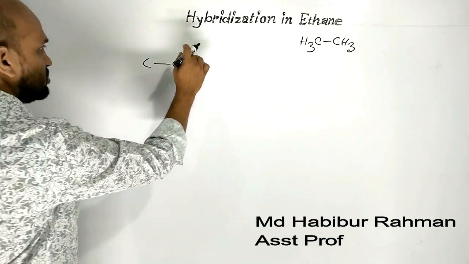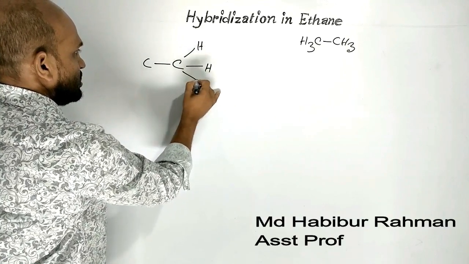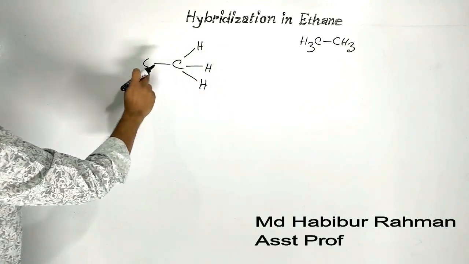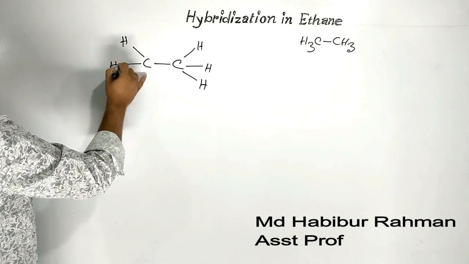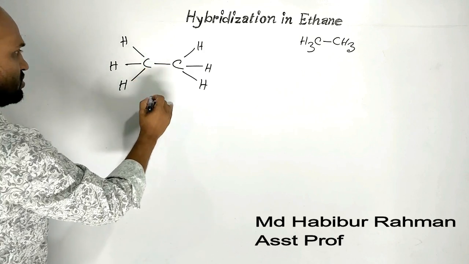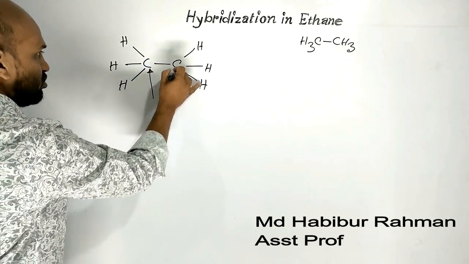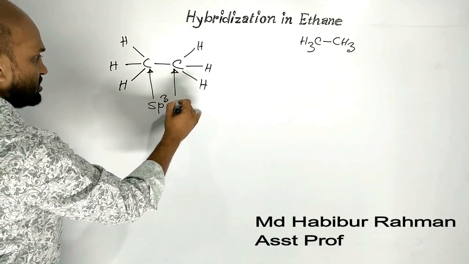Carbon-carbon single bond. With this carbon, 3 hydrogen atoms. With this carbon, 3 hydrogen atoms. In this ethane molecule, these carbon atoms are sp3 hybridized.